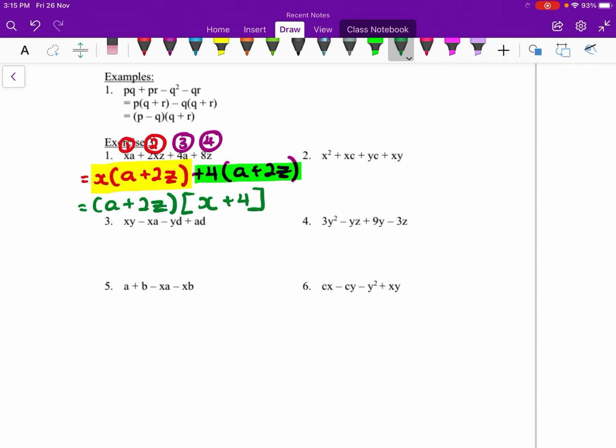Another thing to take note about grouping is that when you do your first factorization, the bracket must be the same. The bracket inside your first team and the second team must be similar, because eventually I'm going to factorize out the bracket. Sometimes you might encounter problems where the bracket in your first team and the second team is different. I will help you as we progress along. So you can try question 2 to 6.